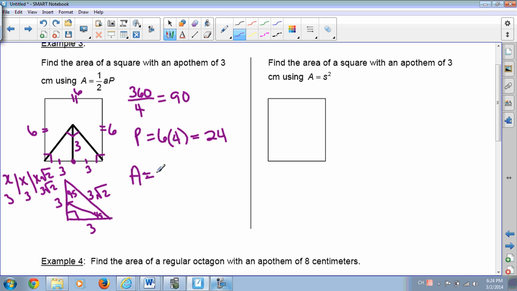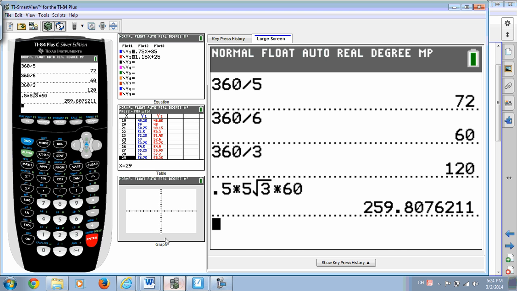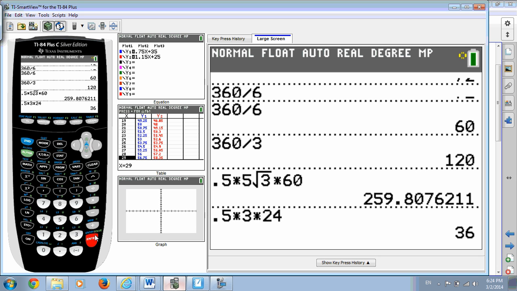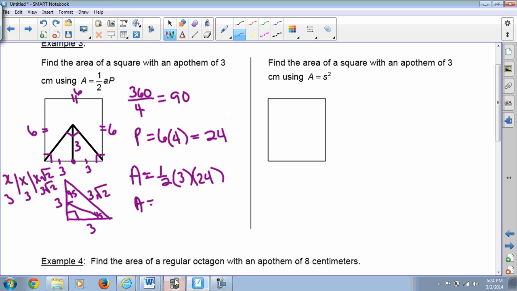1/2 of our apothem, which is 3, times our perimeter, 24. Let's go to our calculator. 0.5 times 3 times 24 is 36. And we're measuring in centimeters, so 36 centimeters squared.